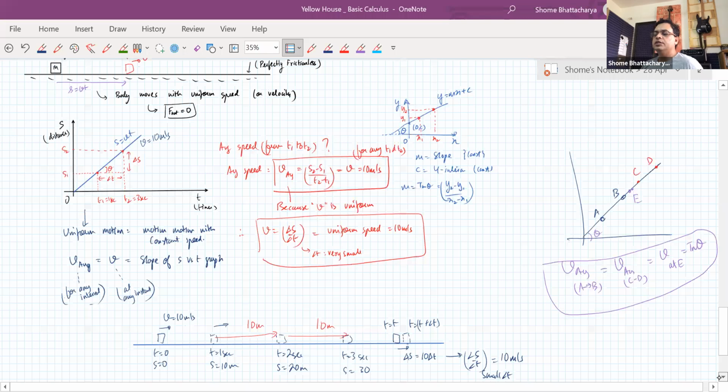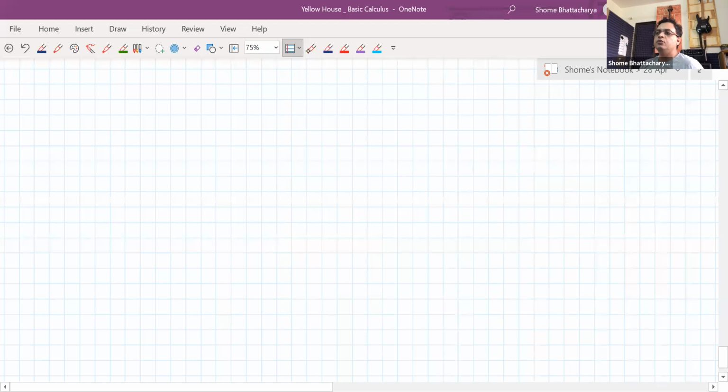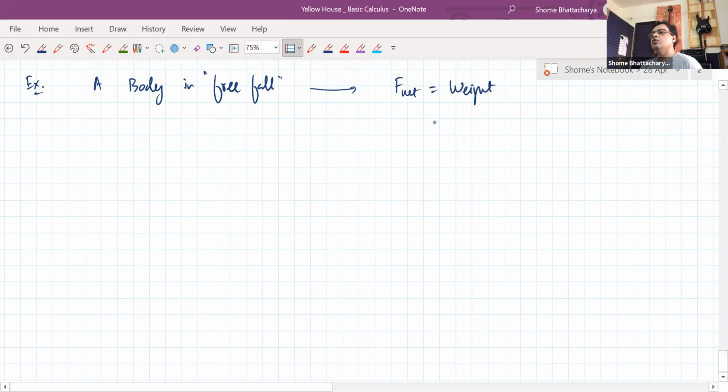Now let's compare this situation to the observed situation when there is acceleration involved. So for that, let's take the example of a body in free fall, like the apple that Newton saw falling. In that case, what is happening? The net force acting on the body is equal to its weight. So the net force is not zero. So what is happening? It is having a variable speed as it is falling.